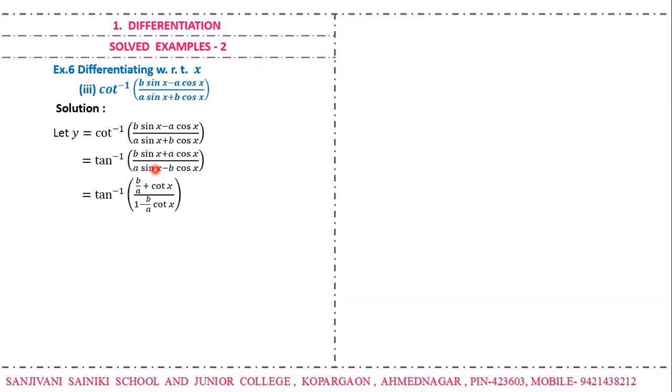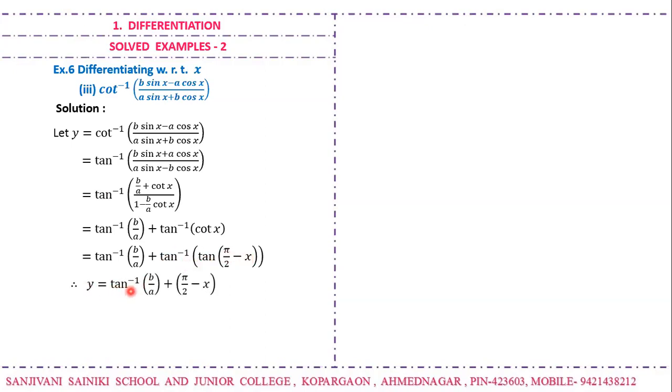Once I divide the numerator and denominator by a sin x, I will get 1 here, and after dividing, sin gets cancelled, giving b by a, and here a gets cancelled and we get cot x. So we get (b by a plus cot x) upon (1 minus b by a cot x). It is of the form (x plus y) upon (1 minus xy), which is tan inverse of b by a plus tan inverse of cot x. But this cot x I can write using the allied angle formula: tan of 90 minus theta is cot theta. So here this tan and this tan get cancelled and you get pi by 2 minus x. So y is equal to tan inverse of b by a plus pi by 2 minus x.